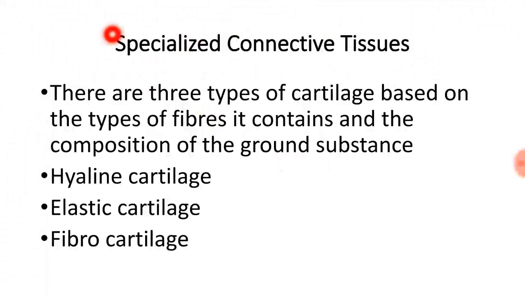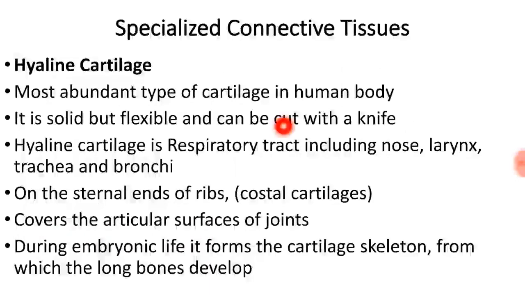Here in specialized connective tissues, there are three types of cartilage based on the types of fibers it contains and also based on the composition of the ground substance. So the first one is hyaline cartilage, and also we have elastic cartilage, and also we have fibrocartilage. Let us see the hyaline cartilage.